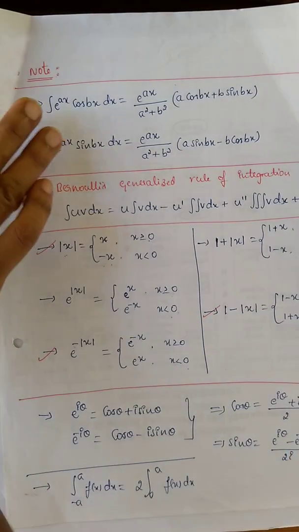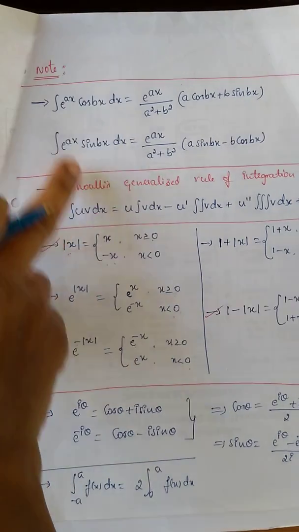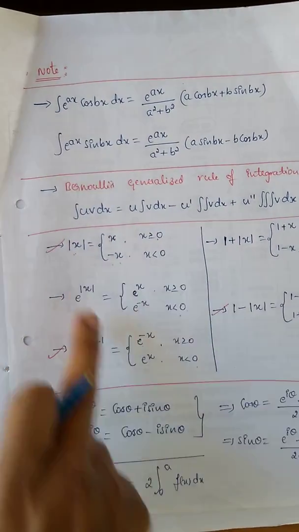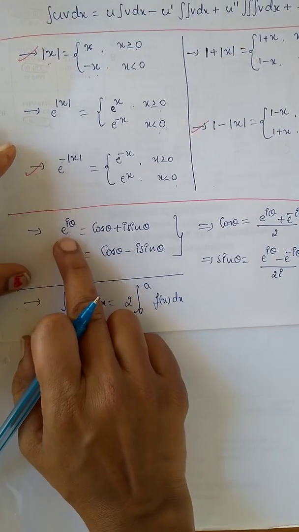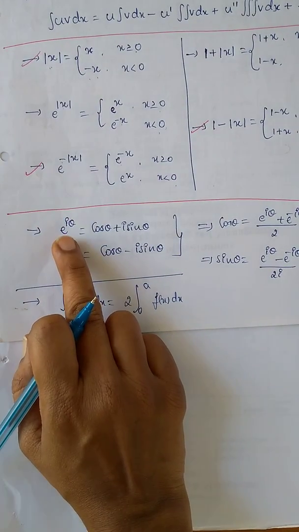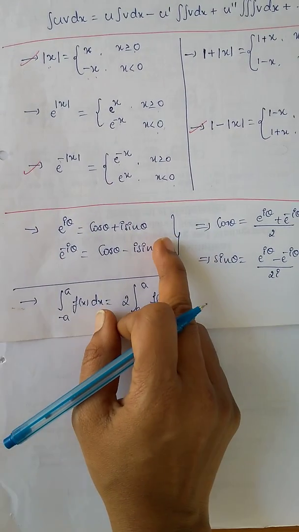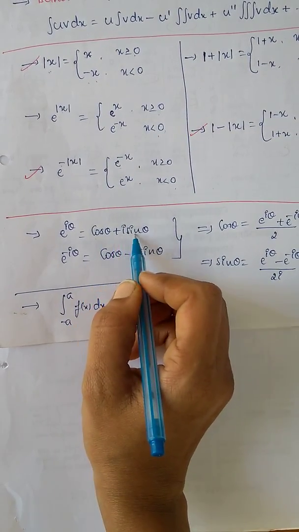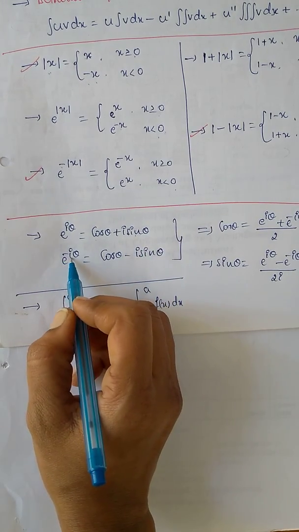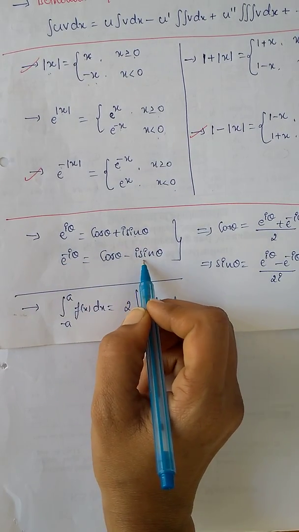Respected students, in the problems I will also explain formulas such as Bernoulli's, direct integration and the mod x function. And for this problem, I take this note. We know that e to the power of i theta, an exponential term, we can write in trigonometric form. The formula is cos theta plus i sin theta. If we have e to the power of minus i theta, we can write cos theta minus i sin theta.